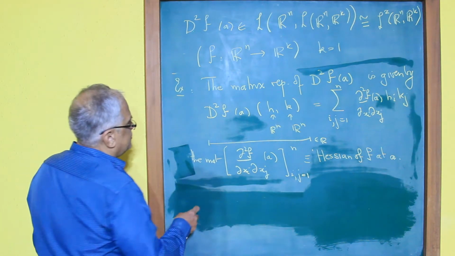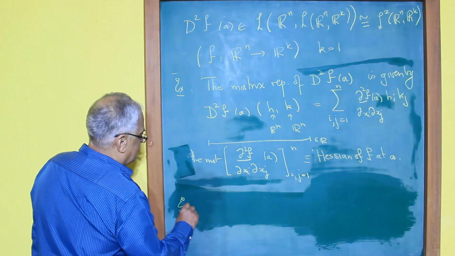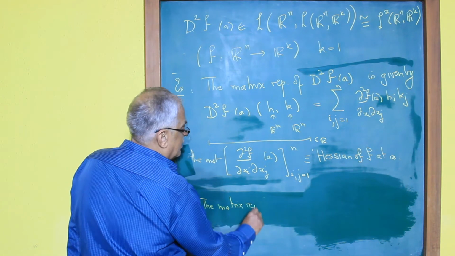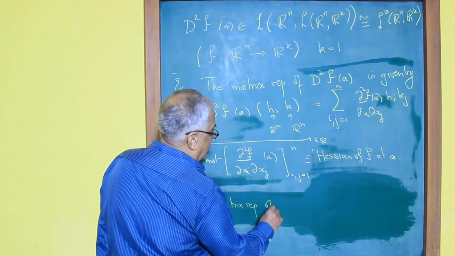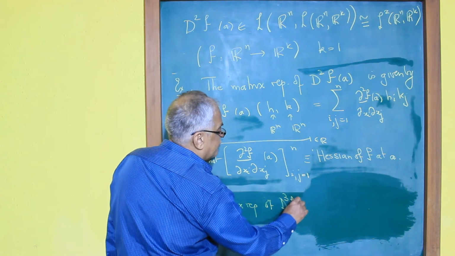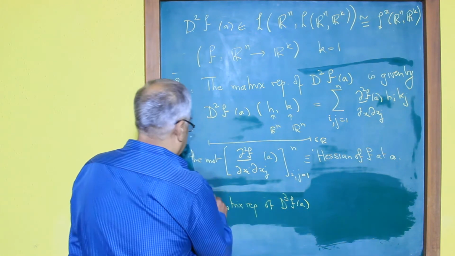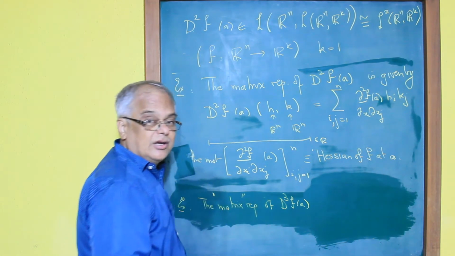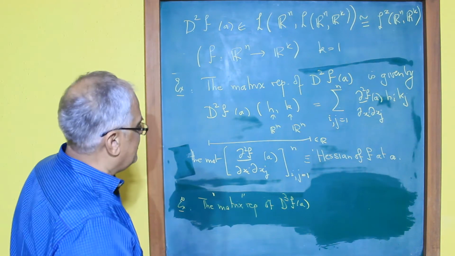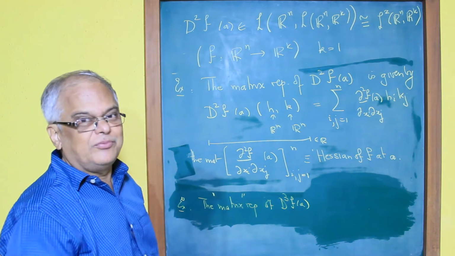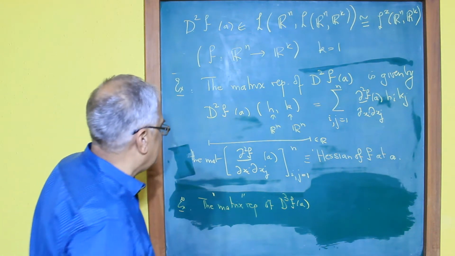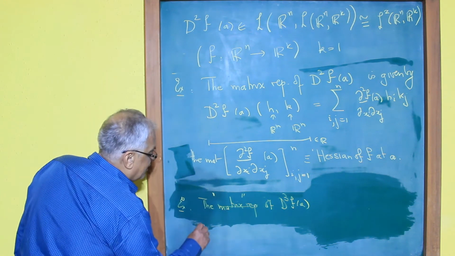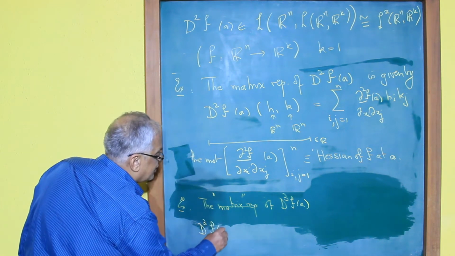In the same way, you should be able to prove that the matrix representation of D3F at A. Now I should be slightly careful of what I mean by this matrix representation. This is not a nice expression to use. But we can think of it as some kind of matrix, but what kind of matrix it is is something that we have to think about. So let me not write the matrix D3F at A.